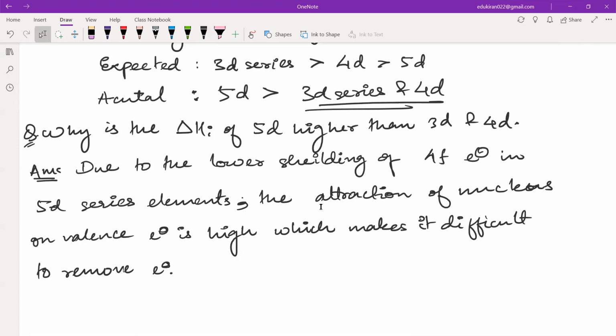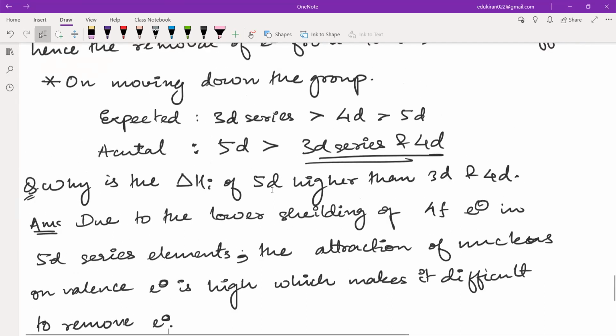In 3d and 4d, we have s and p subshells which have a greater shielding effect. The effective nuclear charge is low, there is less attraction, and if there is less attraction, it is going to be easier to remove the electrons. But 5d has a higher attraction, that is why it is difficult to remove the electron. That is why the ionization enthalpy is higher. Please write this down. Let me know if you're done. And then we will discuss the other properties tomorrow.